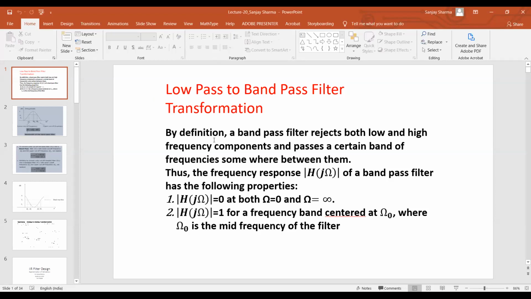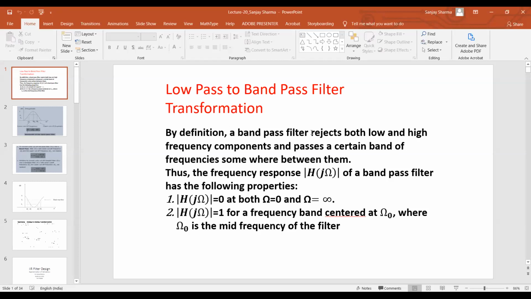From the low pass filter prototype, how to design the band pass filter. Now let us look at what a band pass filter is. By definition, a band pass filter rejects both low and high frequency components and passes a certain band of frequencies somewhere between them, between low and high. So there will be a band that the filter will allow to pass through it.